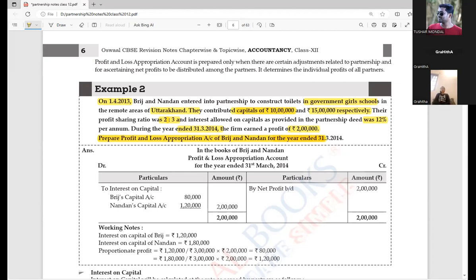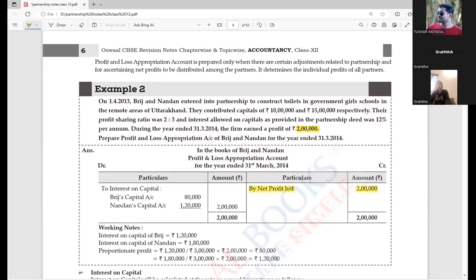Now we are making the profit and loss appropriation account for the year ended 31st March 2014, in the books of Bridge and Nandan. First thing we need is the profit. How much profit earned? 2 lakh rupees. So I am writing on the credit side: by net profit brought down, 2 lakh rupees.